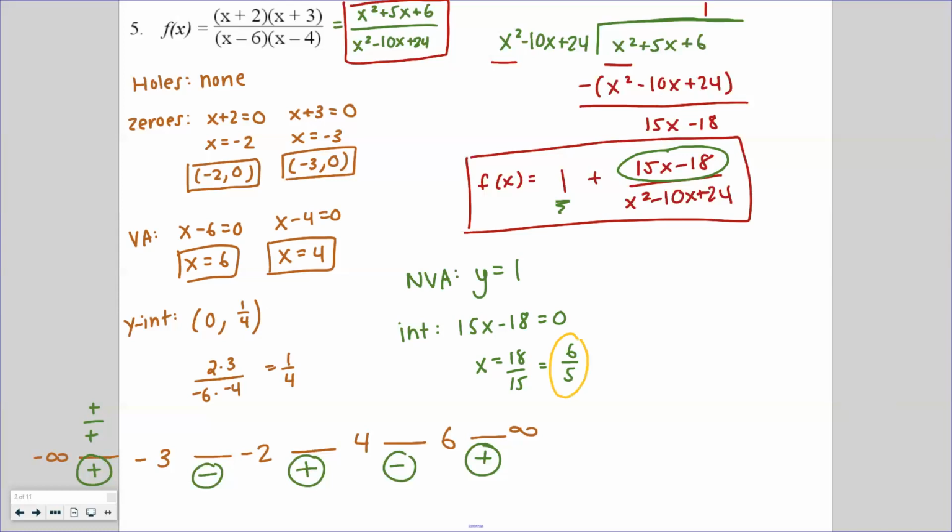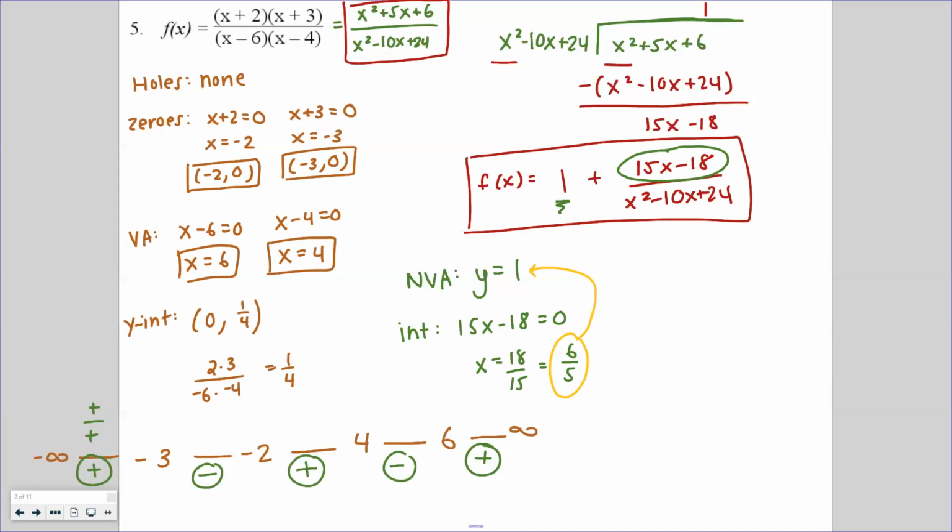Okay, this is an intersection point, however, which means we need to express the intersection of the non-vertical asymptote and the function as an ordered pair. So it's got to have an x and a y component. We've got the x component. We always get the x component by setting that numerator of the remainder equal to 0 and solving for x. But we're going to get the y component by taking this value and plugging it in everywhere we see x into the non-vertical asymptote equation.